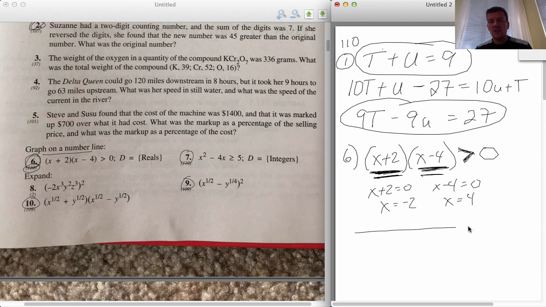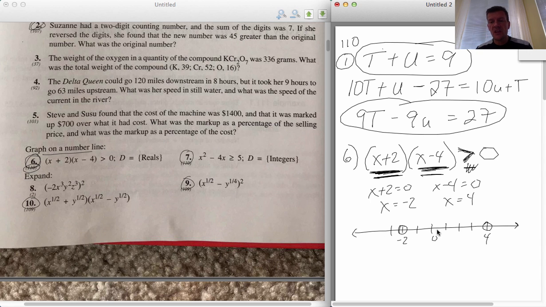So we take our number line and we plot those points. So if this is 0, there's negative 2, there's 4. That's where it's equal to 0. We don't want it to be equal to 0. We want it to be only greater than 0. There's no bar here, so you cannot include those points. You need open circles at negative 2, open circle at 4.